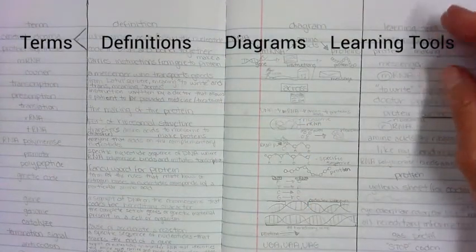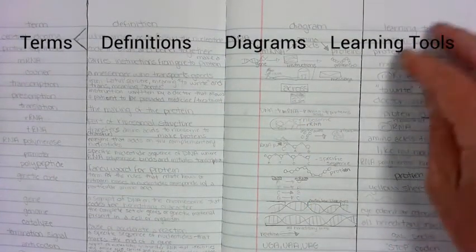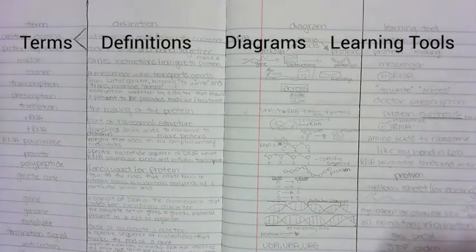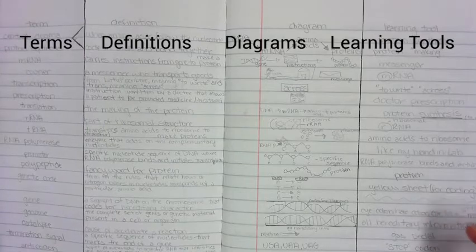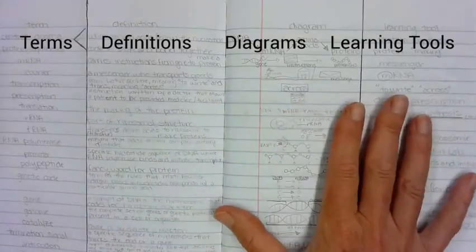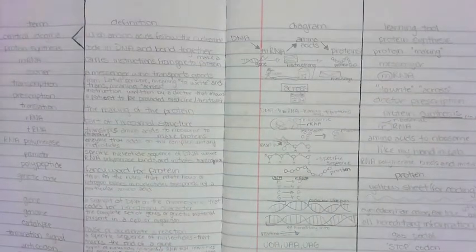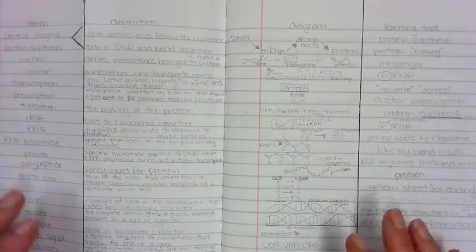And then we have learning tools. These are little hints and suggestions on how to help us to remember these terms. Sometimes we might list scientists that are involved in this unit as well. So we use these on a weekly basis. Every week you make a new overview page. What's awesome about the overview page is that it also works as your study guide.